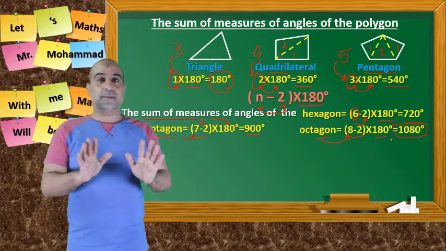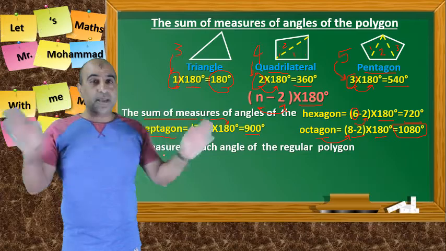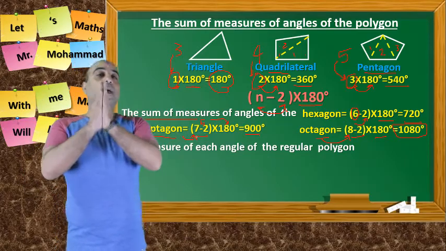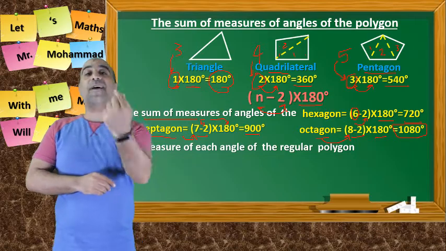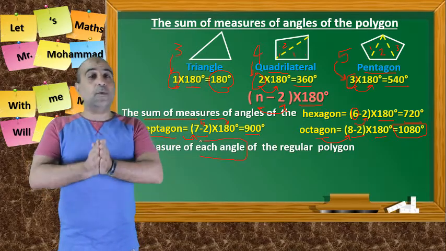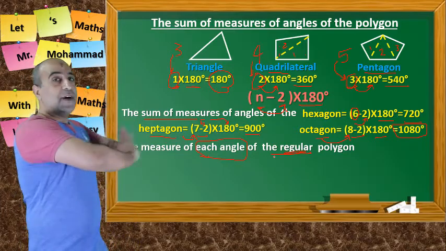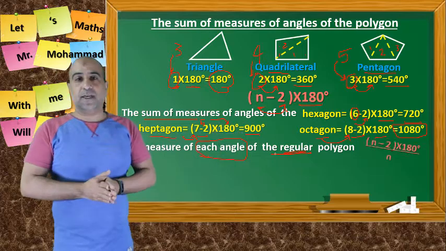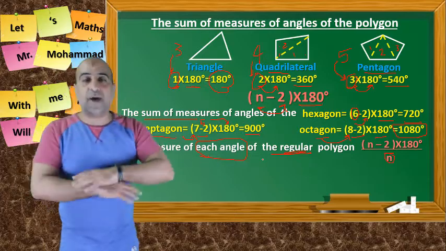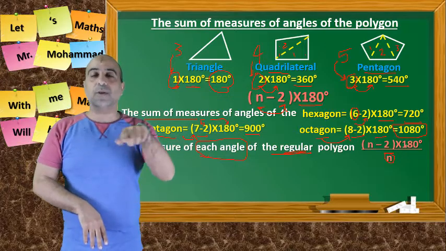But attention, we said that the regular polygon has sides equal in length and angles equal in measure. Now, if we need to find the measure of one angle of the regular polygon, all we need to do is the same rule, dividing by n, the number of sides and also the number of angles. Then we find the sum of all angles divided by the number of angles, which is also n.